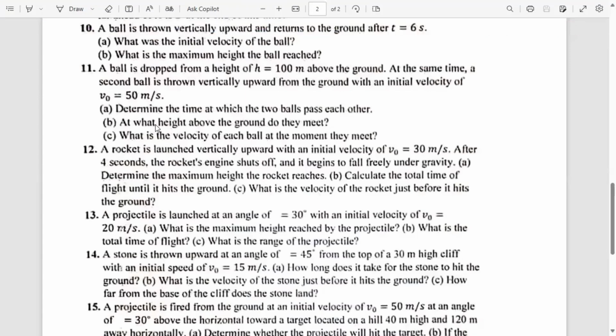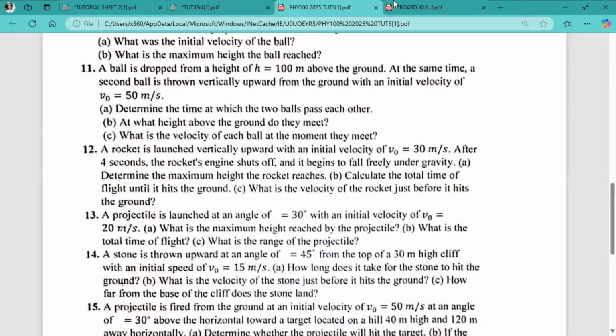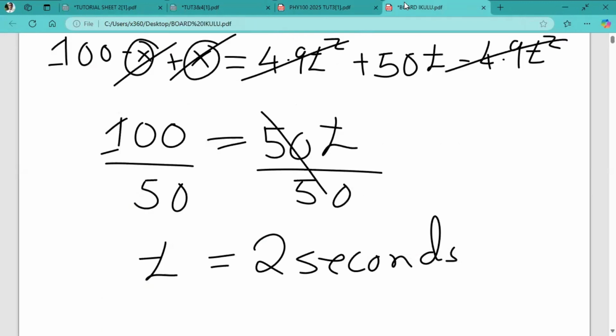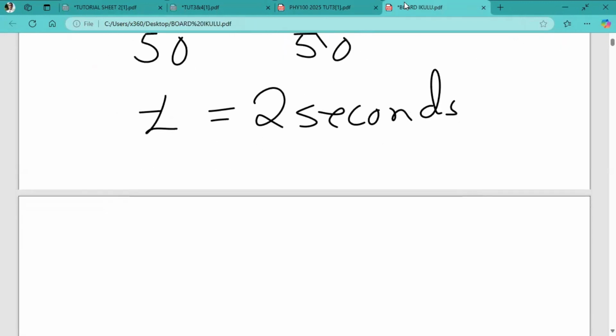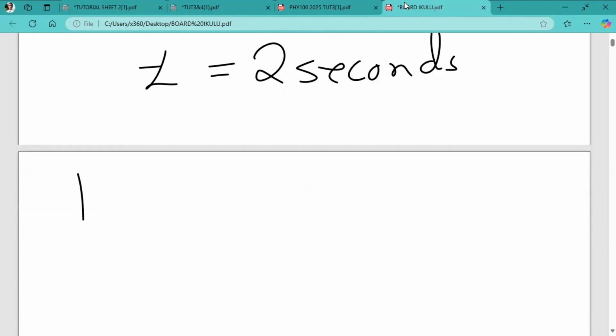Question B is saying, at which height above the ground do they meet? At which height above the ground do they meet? Okay, so we can calculate this using the motion of ball number 2. Since we know the time that it takes for them to meet, we're going to say ball number 2's motion.